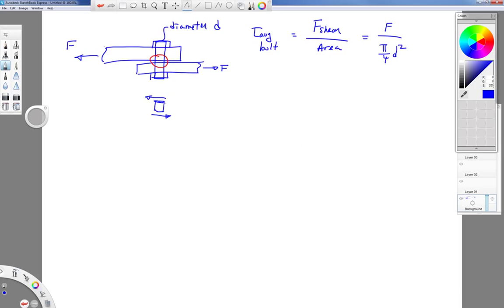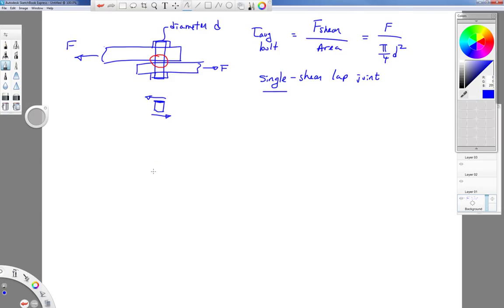Now you don't count the area twice in this picture. There's just a single plane where you have opposing forces. This particular joint is called a single shear lap joint. Single referring to a single cross-sectional area. Well, let's look at another joint that's in what's called double shear.